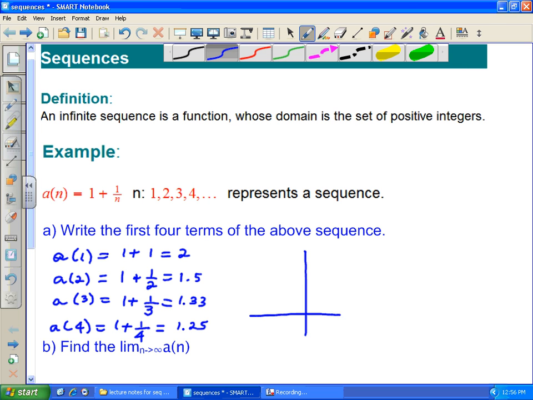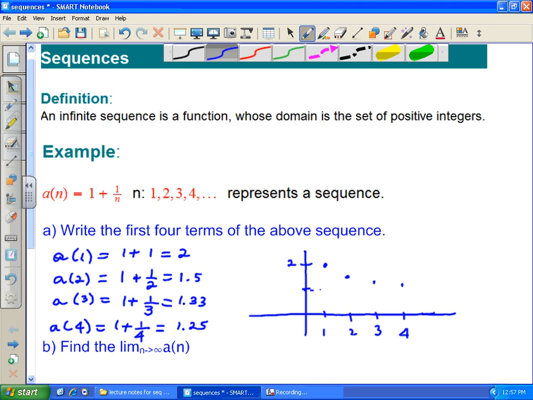You can even graph these points. When n was 1, a of 1 was 2. So that's this point right here. That's the first term of the sequence. When n is 1, the corresponding sequence element was 2. When n is 2, a of 2 was 1.5 over here. The next term was 1.33, so getting closer to 1, but still not there. The next one was 1.25, so even getting closer to 1.